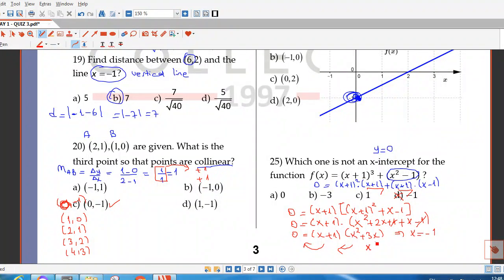And if I take x as a common factor, there will be two solutions. One of them is 0, the other one is -3. So they are the x-intercepts. -1, 0, -3 are the x-intercepts. Not x-intercept is the case of x is equal to 1.